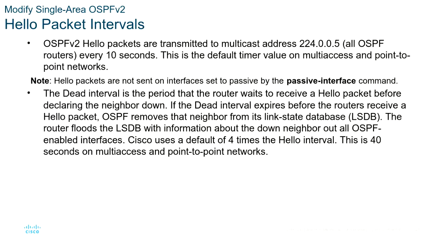You are allowed to change this. If you wanted super fast convergence, you could change it to 5 seconds and 20 seconds. It'd be more processing time and more packets sent back and forth. Warning, if you change the hello intervals on one router, you must change them on all, because routers will not establish an adjacency with each other unless the hello and dead timer values match, plus the IP address, plus the subnet mask, plus the interface type, things of that nature.